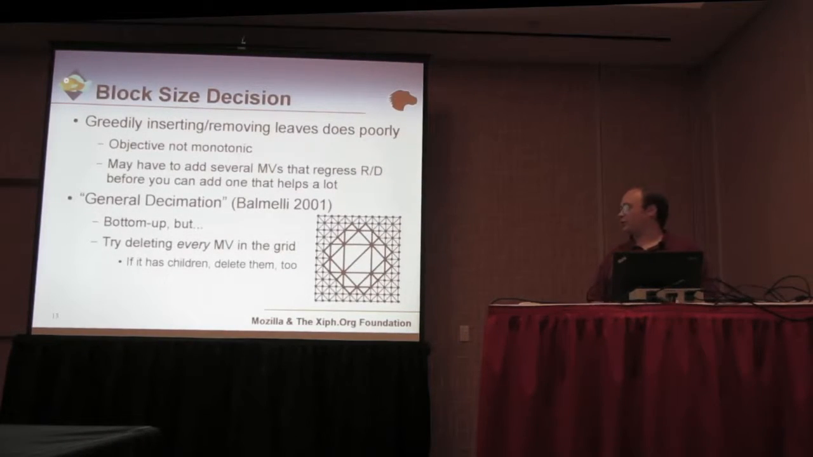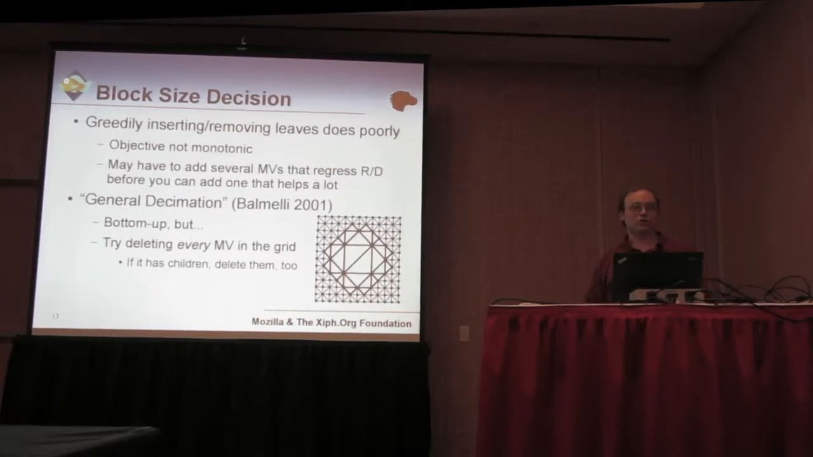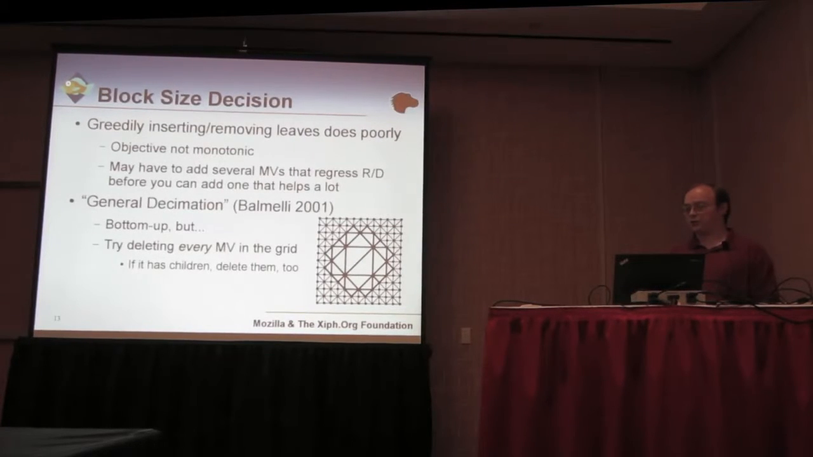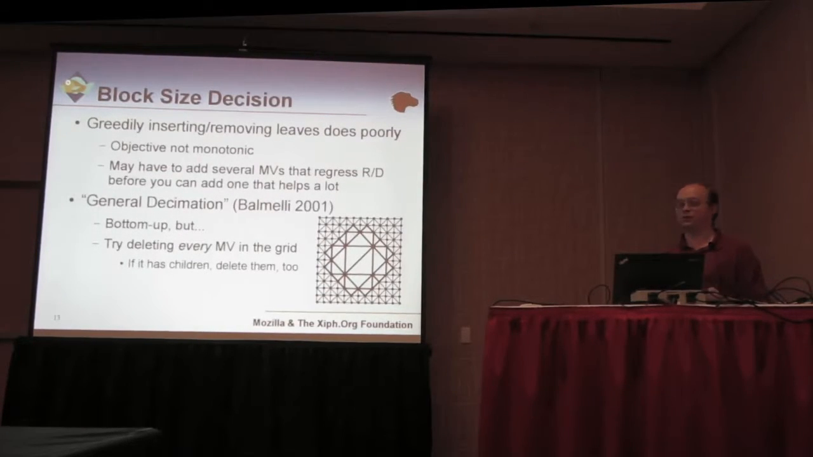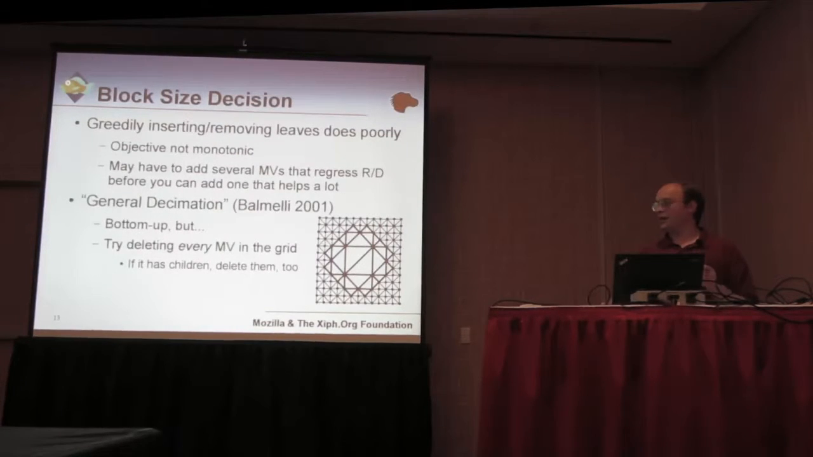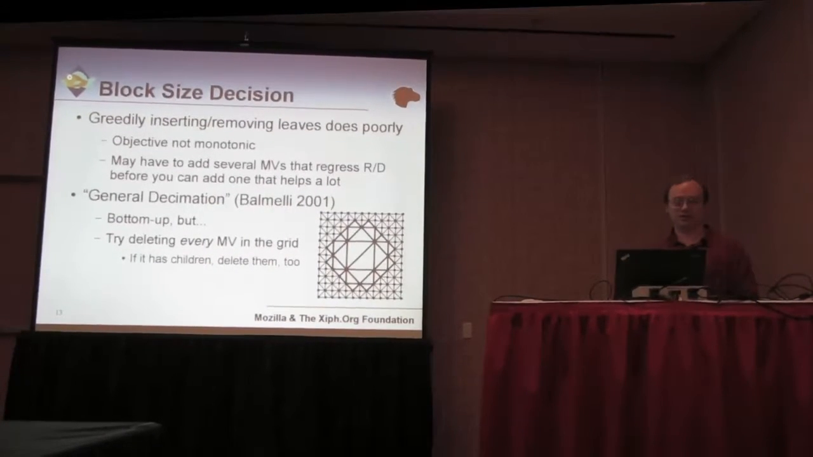And now we can talk a little bit about how we actually do the search in the encoder, right? The observation which was made by Balamelli in her 2001 PhD thesis on surface simplification was that sort of greedily inserting and removing leaves in this tree does poorly. So the rate distortion objective is not monotonic, and you might have to add several different motion vectors that regress rate distortion performance before you can add one motion vector that improves things a lot. And so the approach that she suggested was using general decimation.